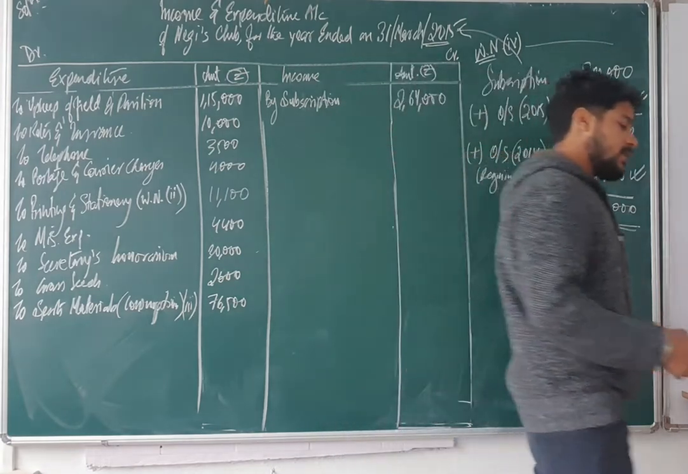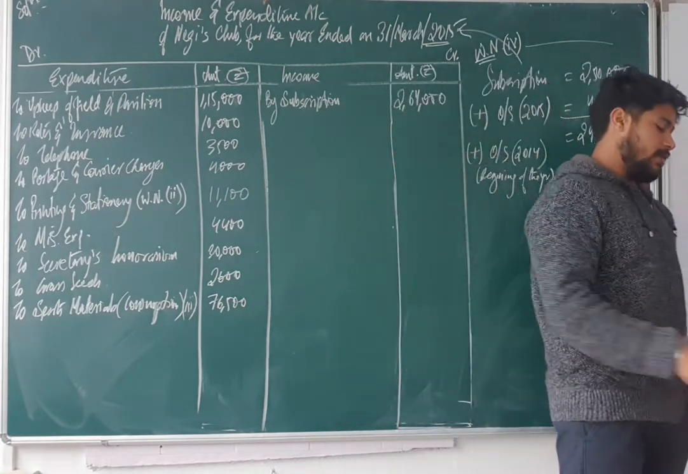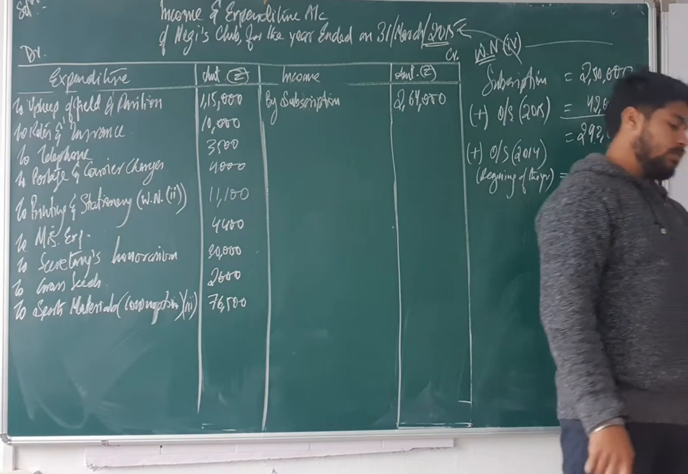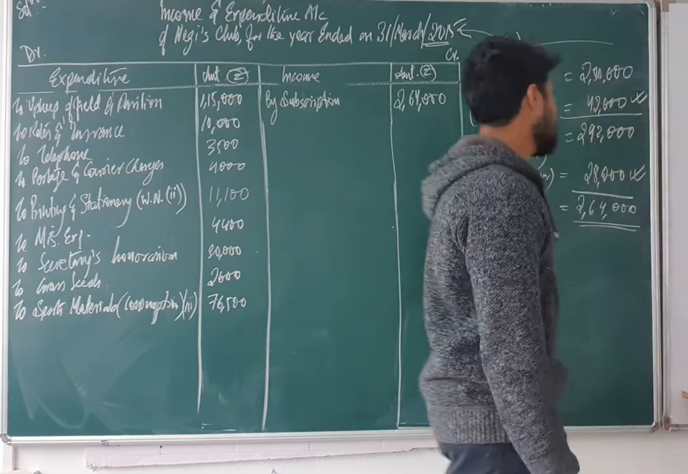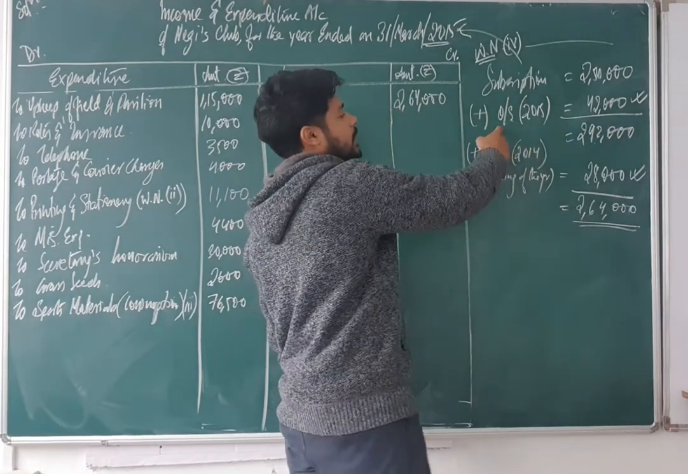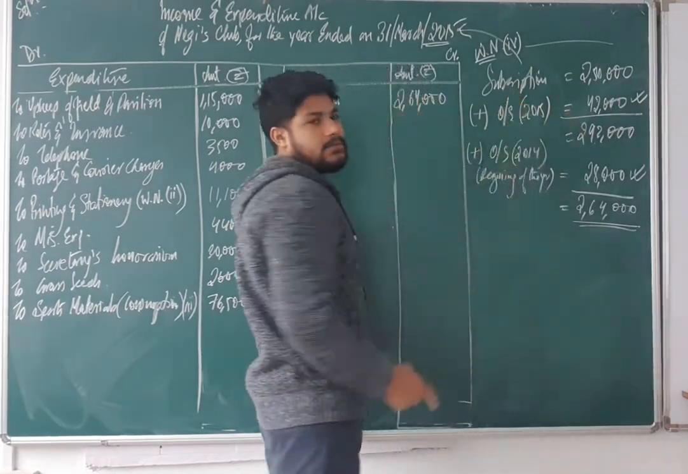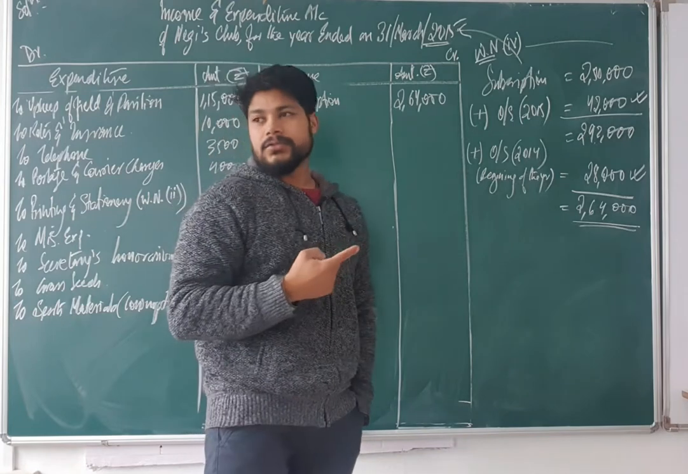Okay, and it is in the second line, second last line of your question. Subscription due on March 31st, 2015 were 42,000. Okay, so for 2015 outstanding is this one. That we have to add. Current outstanding we have to add.